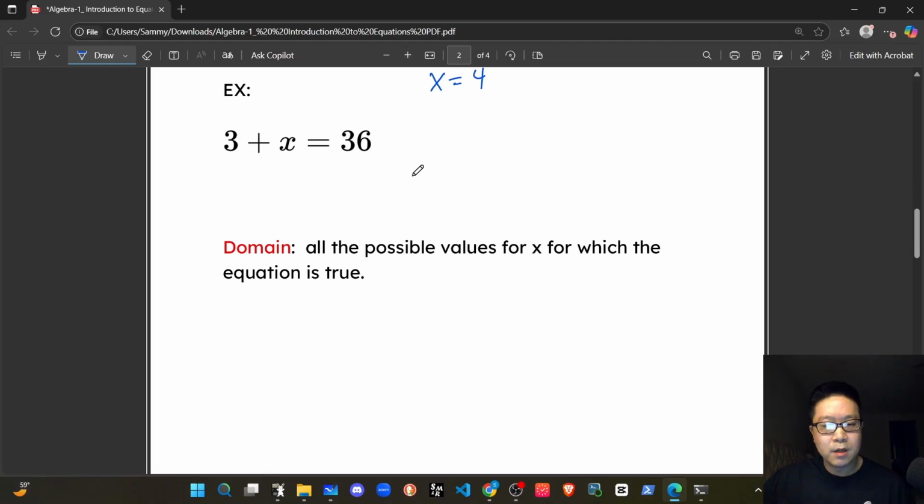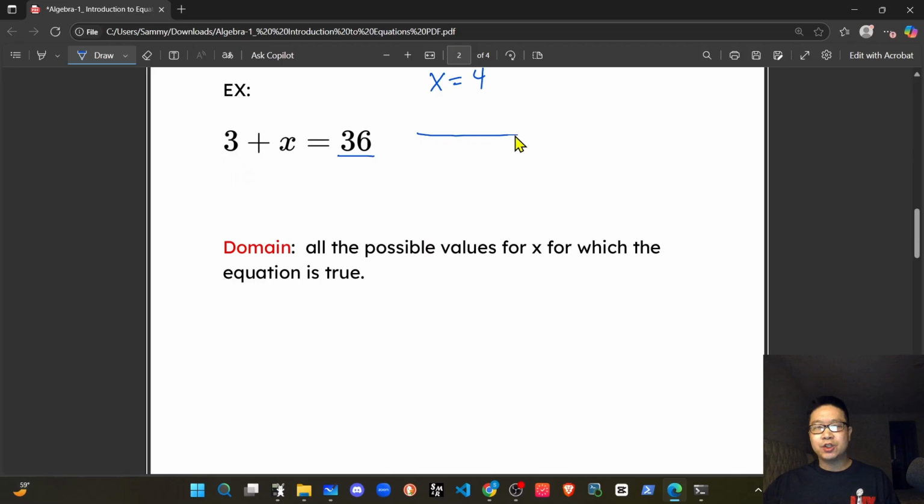Let's do another one. In this one, we have an equation that says 3 plus x equals 36. So you can ask yourself, what this is asking is, what number gives us 36 if we add 3 to it?